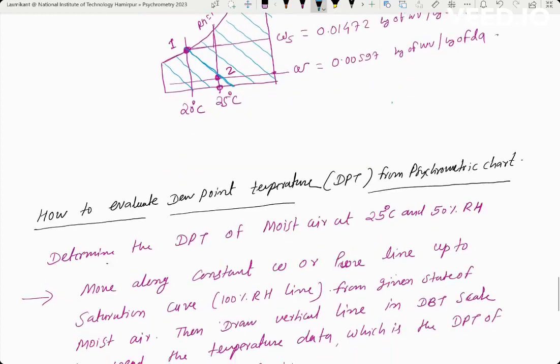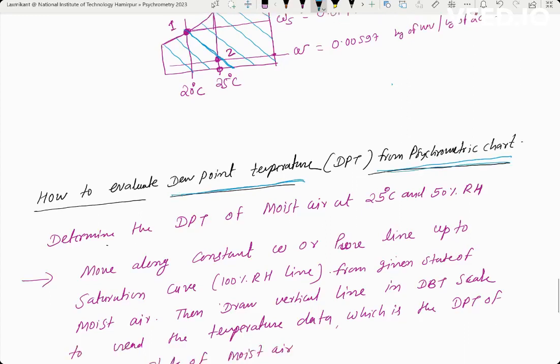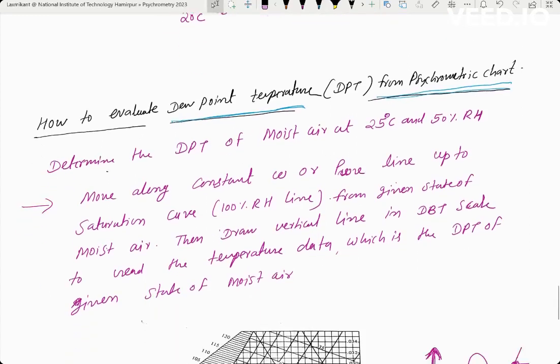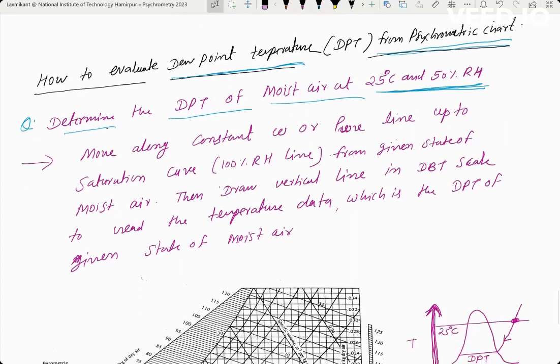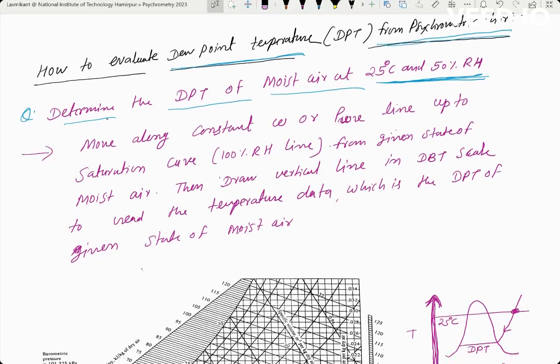Next is how to evaluate the dew point temperature from the psychrometric chart. We will see how we determine the dew point temperature for a given condition of moist air. So the question is: determine the dew point temperature of moist air at 25 degrees Celsius and 50% RH. For example, we have given air of 25 degrees Celsius and 50% RH. Then what is the dew point temperature? This we will determine.